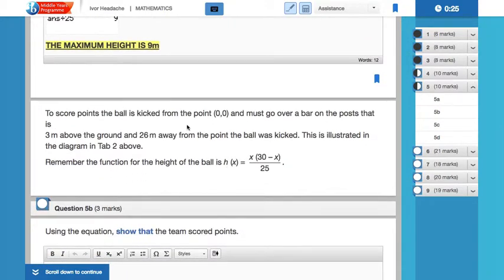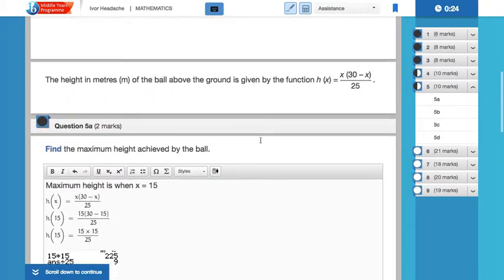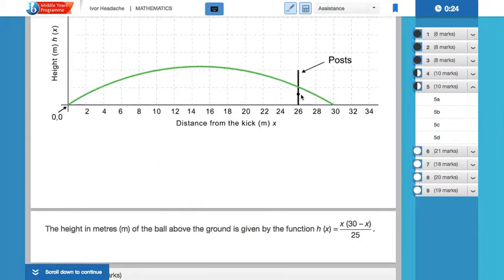To score points, the ball is kicked from the point 0, 0 and must go over a bar on the posts that is 3 meters above the ground and 26 meters away from the point the ball is kicked. So let's go back to that graph and look at that. So you've got 3 meters above the ground, you've got the crossbar.